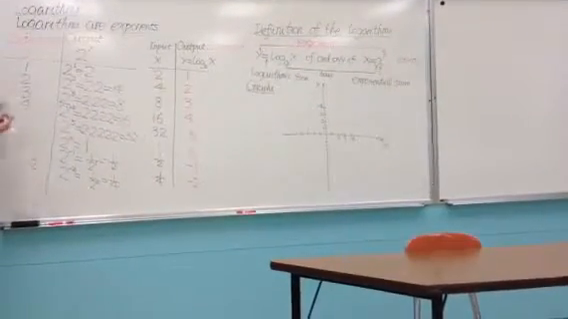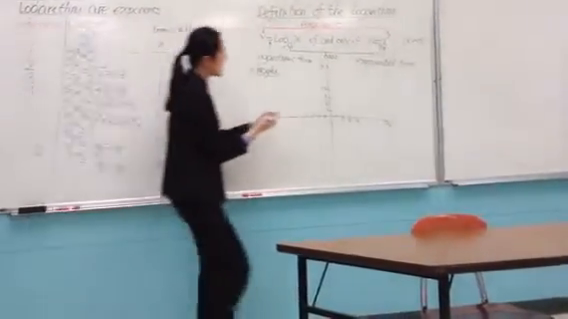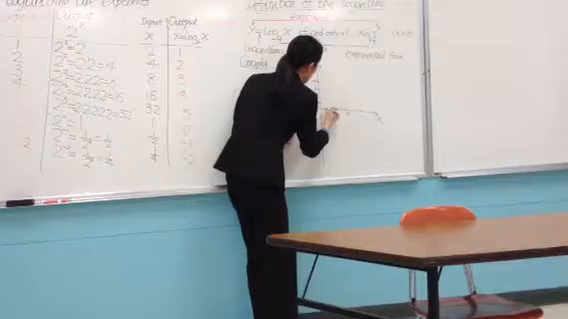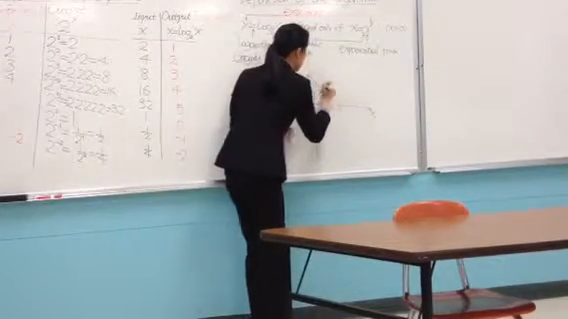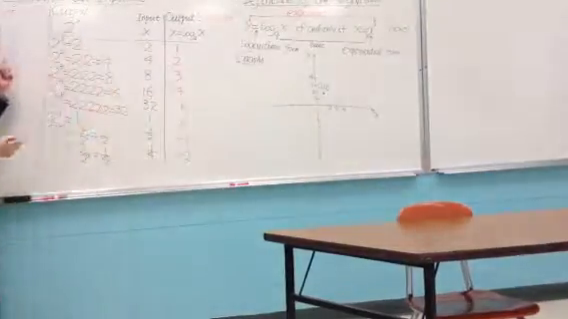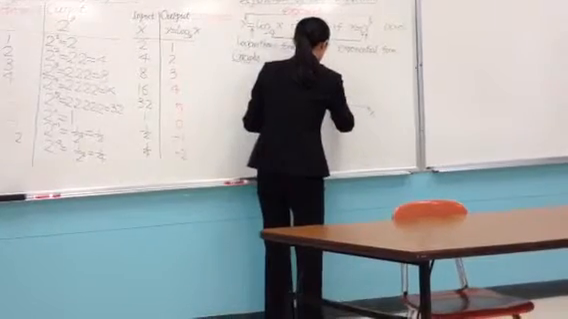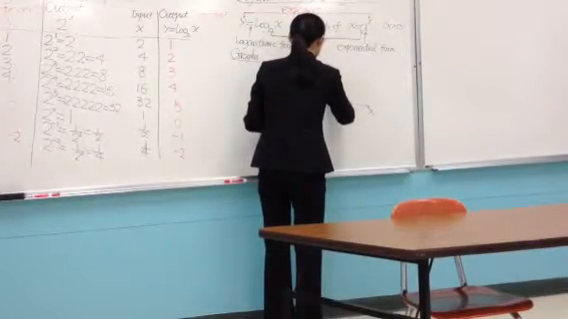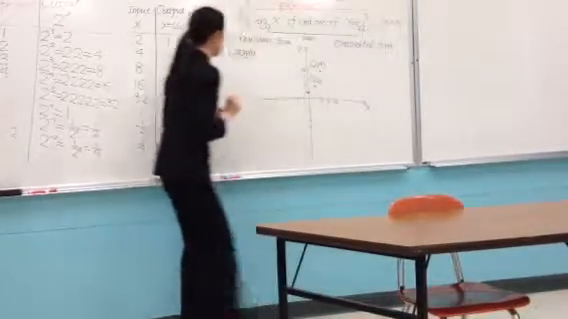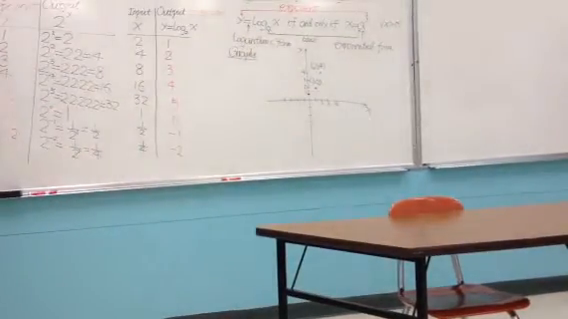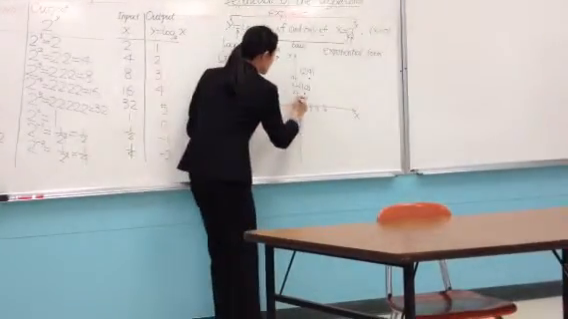Exponential function. Okay, let's review. So this pair 1, 2 corresponds to a point. Let's draw the point. Go right 1, go up 2. Okay. Now this point 2, 4. This one corresponds to 0, 1, which is this point.